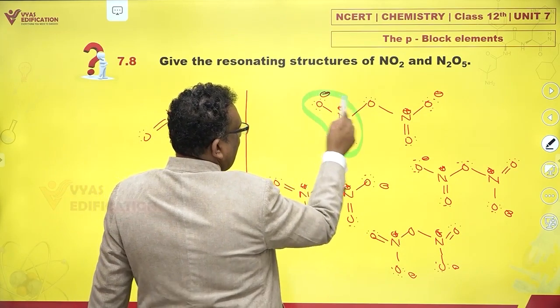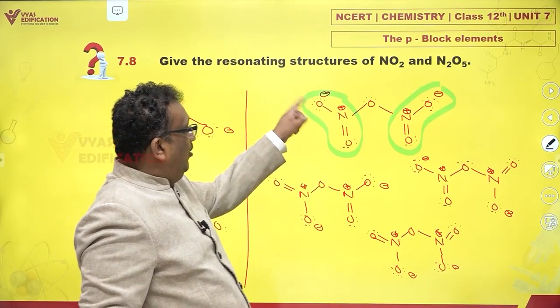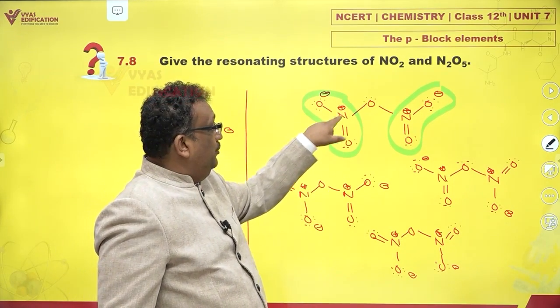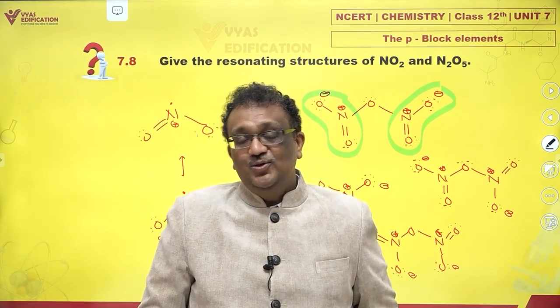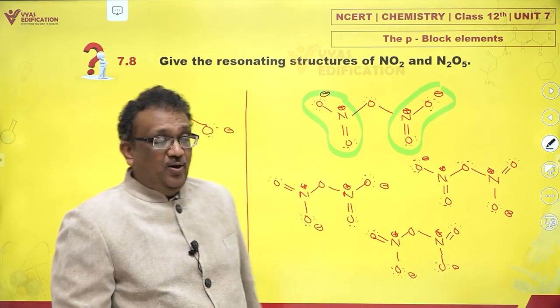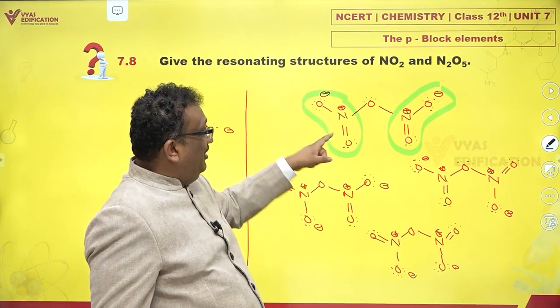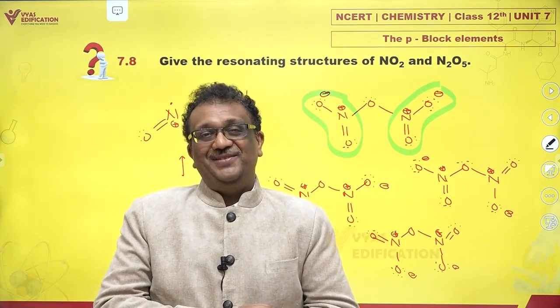There is resonance here, and there is resonance here. And the bond order of these N-O bonds is 1.5 each, and the bridging N-O bonds have simply bond order 1. So there are 2 types of bonds between N and oxygen: single bonds with the bridging oxygen, and 1.5 is the bond order with the terminal oxygen atoms.